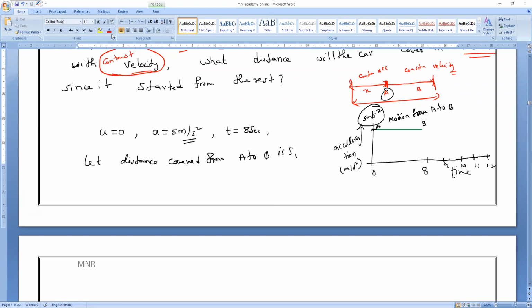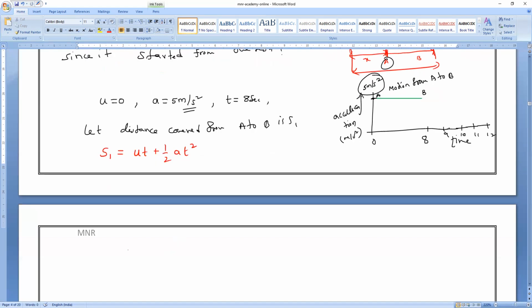Next, everybody observe very carefully. This is very, very important. Let the distance covered from A to B be S1. By using which equation? Check it here, guys, we have to find S. By using the second equation. Very good. S1 is equal to ut plus half at square. Everybody clear? So substitute the values.